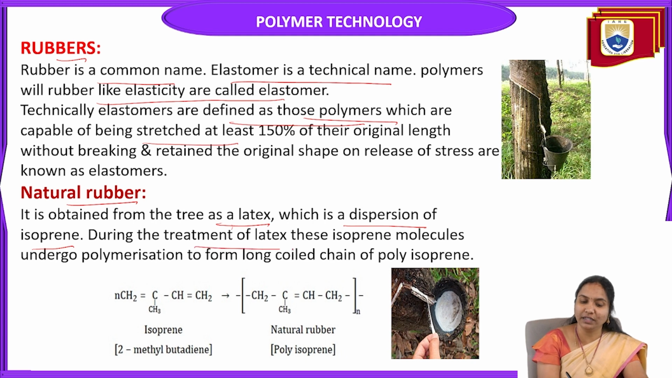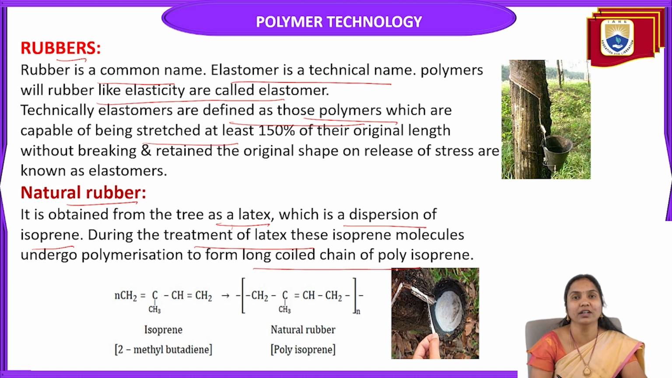During the treatment of latex, these isoprene molecules undergo polymerization to form polyisoprene. For example, natural rubber is obtained from rubber trees like Hevea brasiliensis in latex form. Latex is a milky white fluid containing the basic unit isoprene, and these isoprene molecules undergo polymerization to form polyisoprene. That means a long coiled chain of polyisoprene is formed.